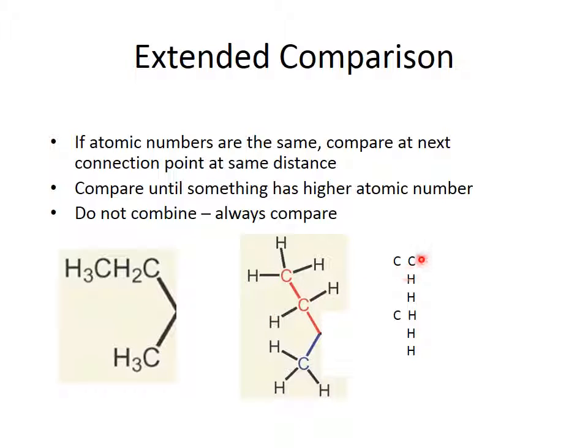I list them in order of priority. Carbon, hydrogen, hydrogen. These are all hydrogens. Now you can see the carbon is higher priority than the hydrogen, so this group gets a higher priority.